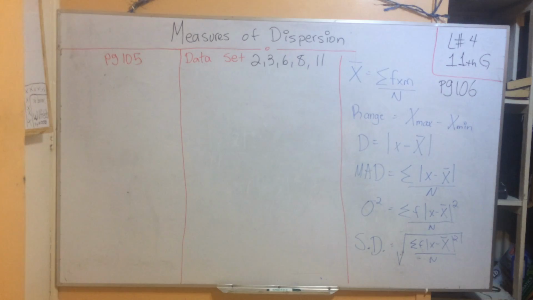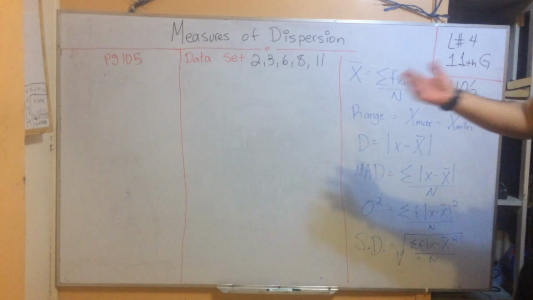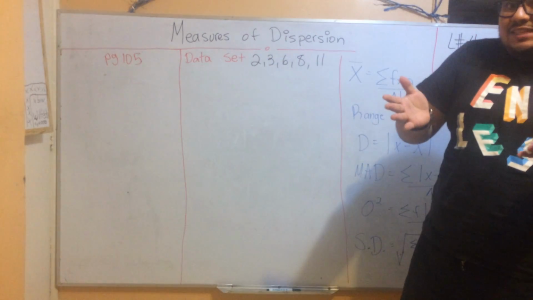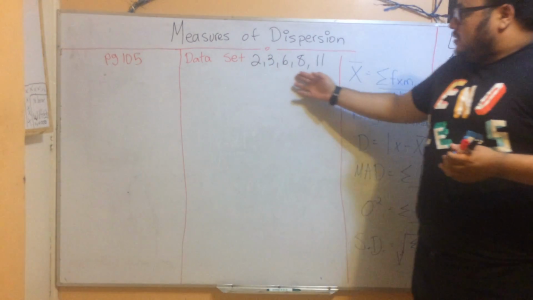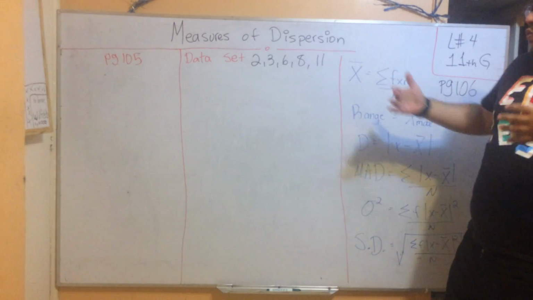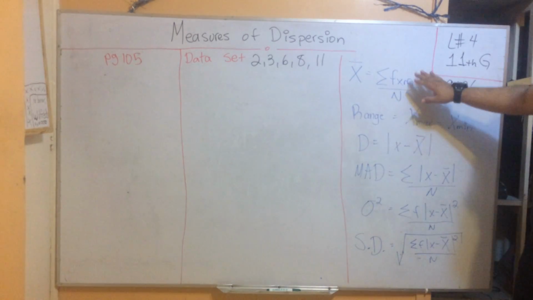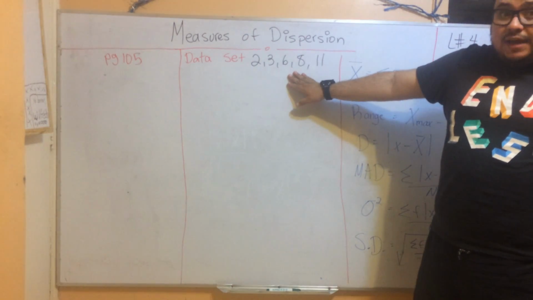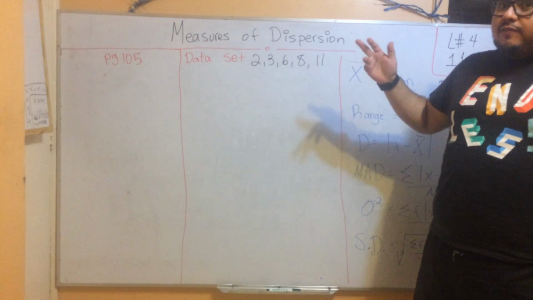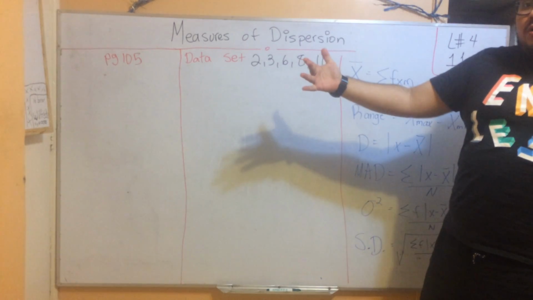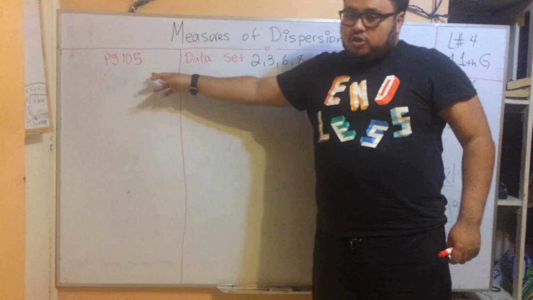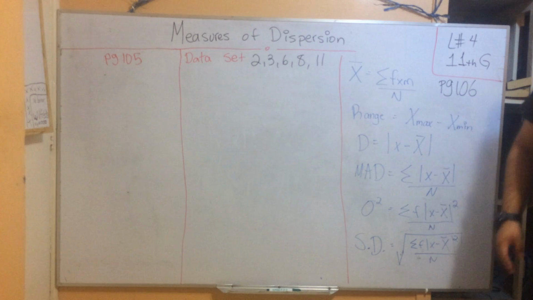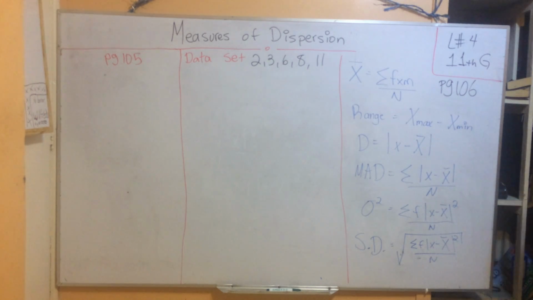The reason we have these two types of exercises is that one is grouped information, which we have in a frequency table, and this is just a data set. So we will compare how we get these answers from either just a small group of data, 2, 3, 6, 8, 11, or a wide group of data like the one on page 105, which were the scores of 80 students for a test. So let's start working.